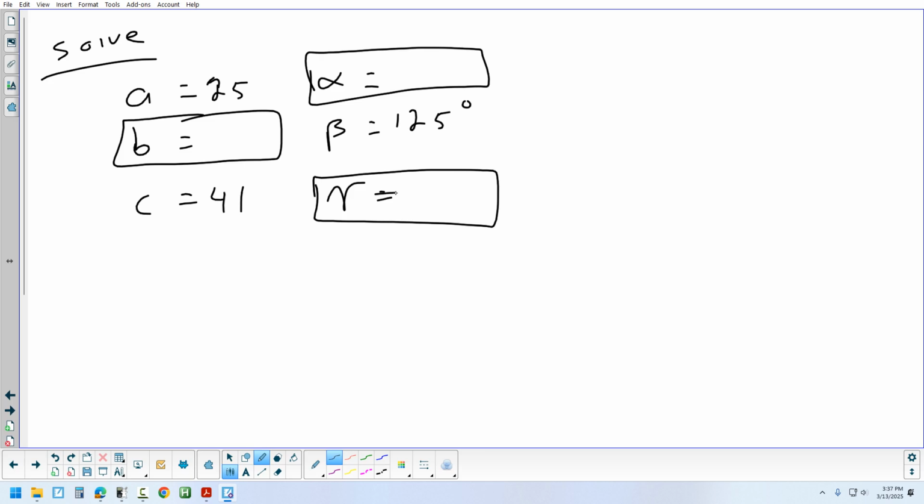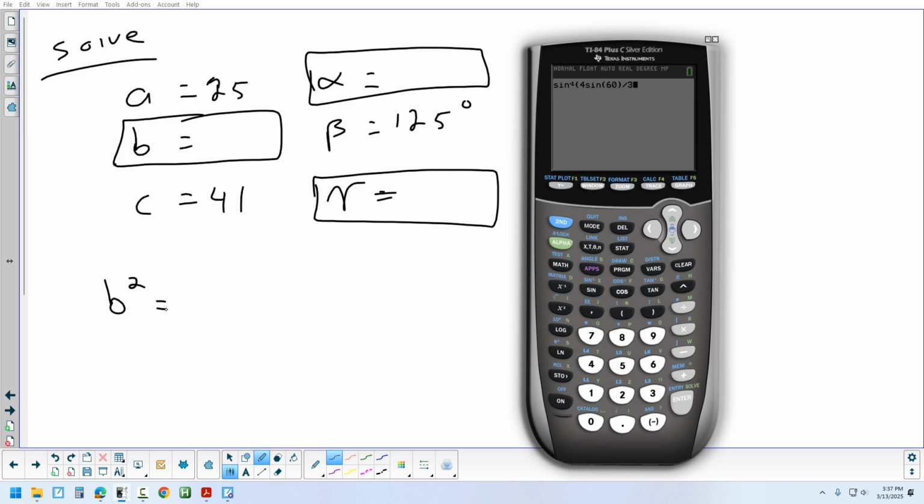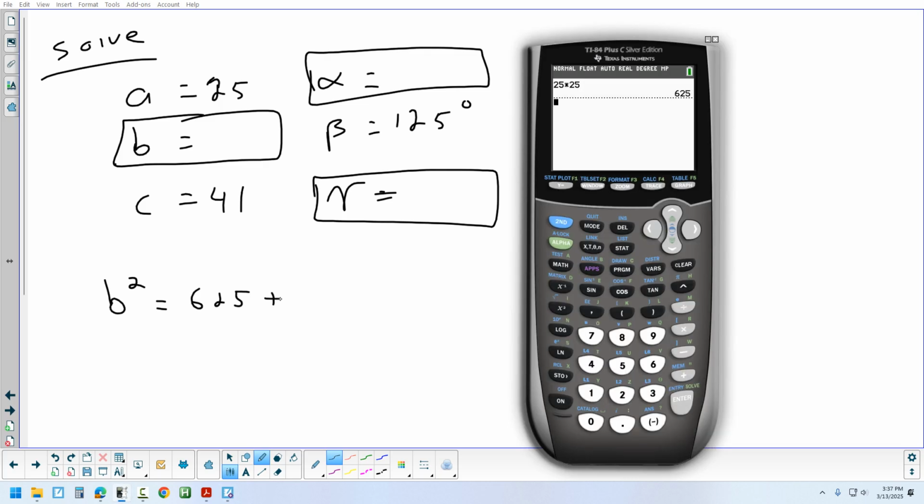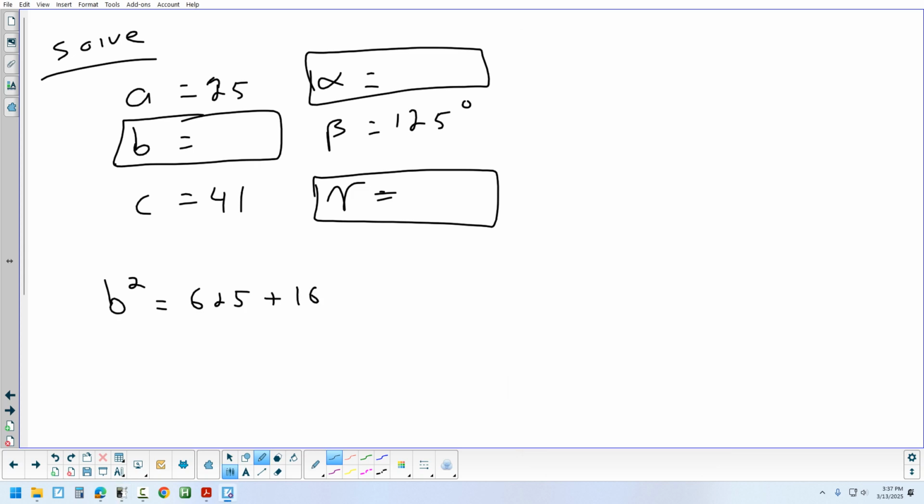And whenever you're doing law of cosines, you have to solve for the side you don't know first. So that's the first thing we need to find. That version of the law is going to start out b squared. And what comes after the b squared? b squared equals a squared plus c squared. a squared is 625. And c squared would be 1681.